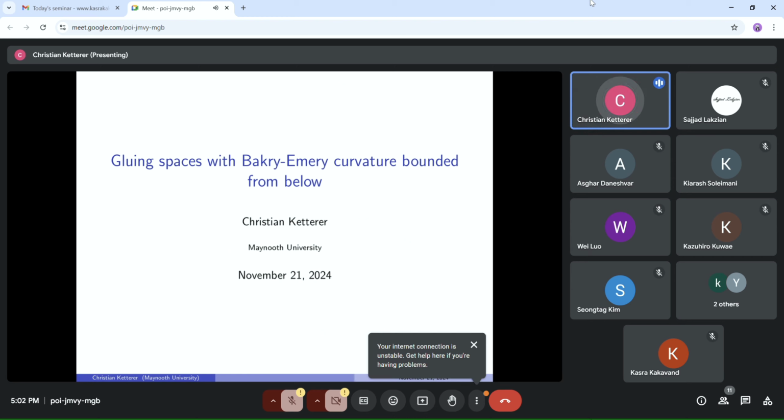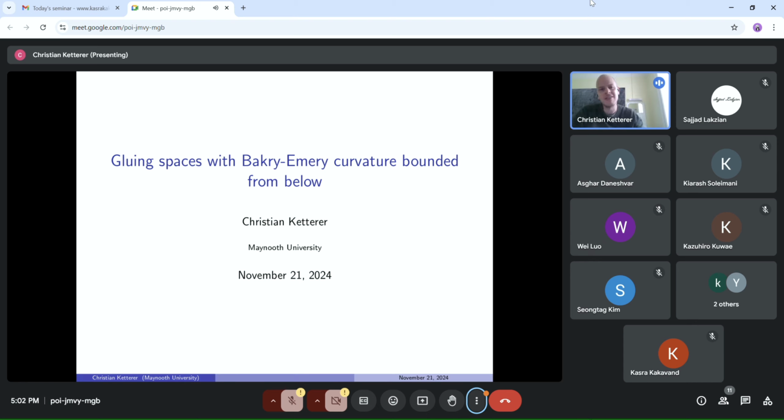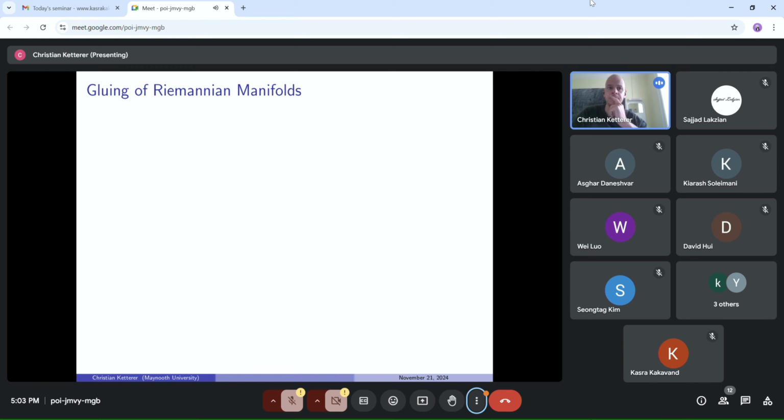Let me first give you some rough overview. We will have three or four parts. I first tell you about the gluing construction for Riemannian manifolds. Then I will state some theorems that connect this to curvature bounds. Then I will explain about Bakry-Emery curvature and the curvature-dimension condition for metric measure spaces. And in the end, I show you a theorem how this relates to gluing constructions again.